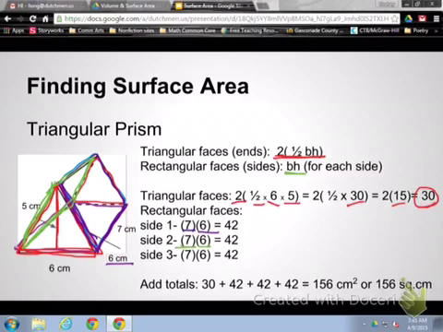And then for our third side, which is the bottom, you've got this, which I'm doing in blue. You do the same thing: the base of 7 and the height of 6, and 7 times 6 is 42. Then, once I've got all those, I can add all of them up. I add my 2 triangle ends, which is 30, and then my 3 rectangular sides, which are 42 each. So 30 plus 42 plus 42 plus 42 is 156 centimeters squared, or 156 square centimeters.